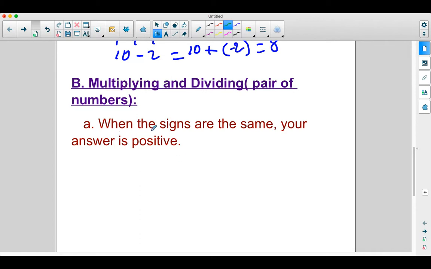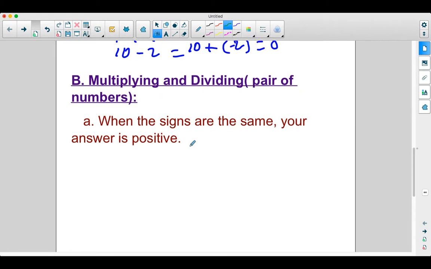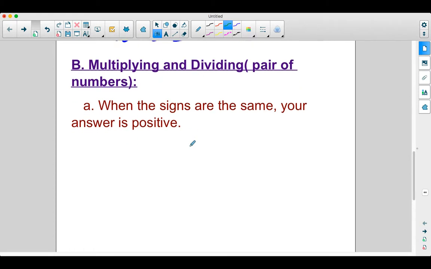When the signs are the same, your answer will always be positive for any two numbers that you are multiplying or dividing. If the signs are the same, your answer is positive. What do I mean by that? What this means is that if I do 3 times 2, since the two numbers are positive, then my answer would be positive.